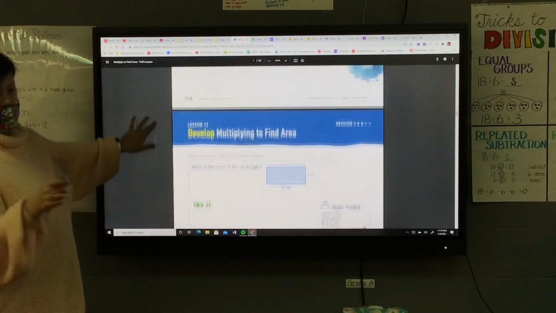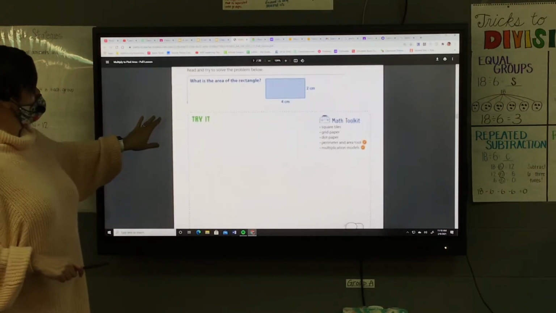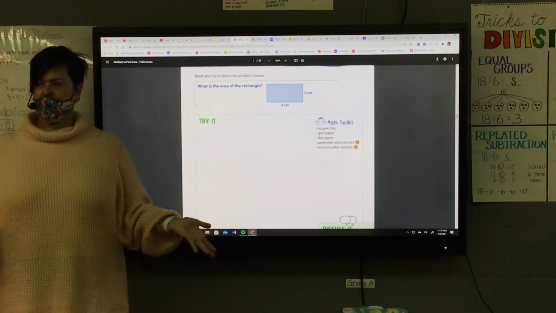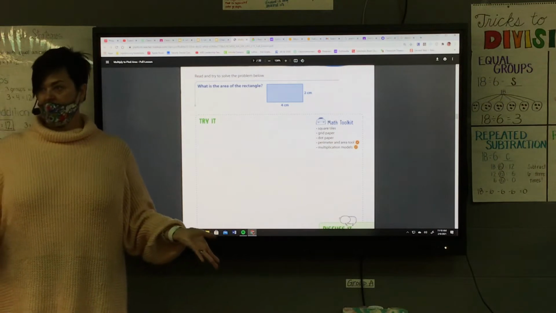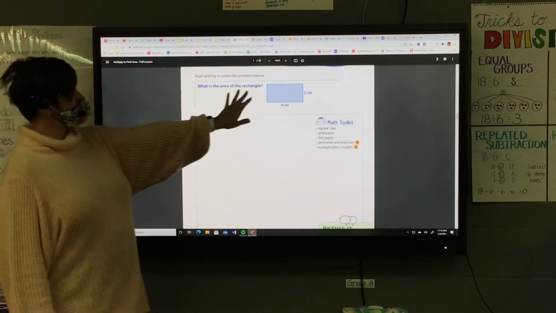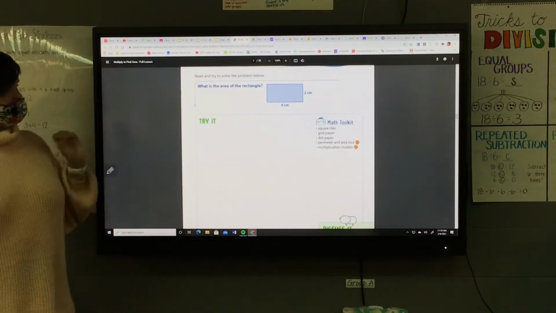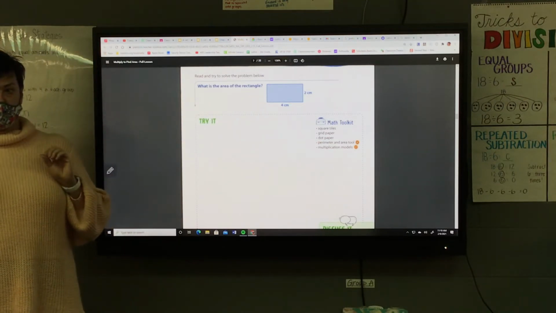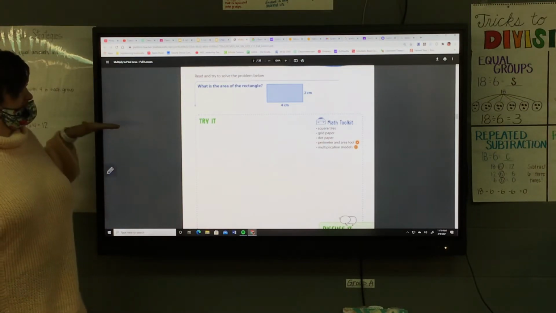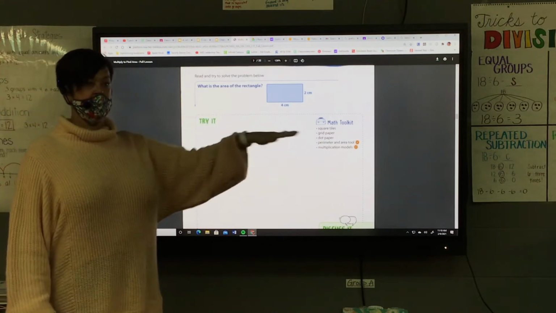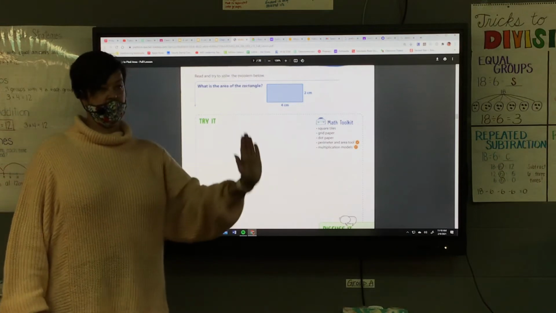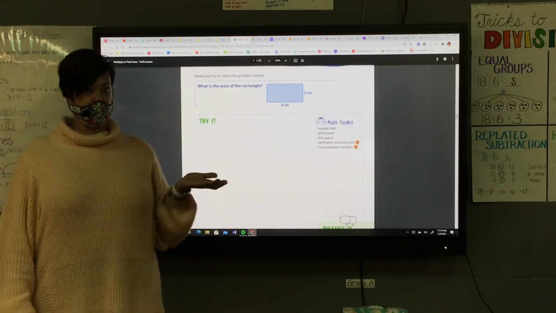All right, let's look at the next page. Oh, well, this is a little different, right? Are they helping us out here? Yeah. They really are. So, can you find the area of this rectangle? This is saying that it is 4 centimeters long and it is 2 centimeters wide, right?